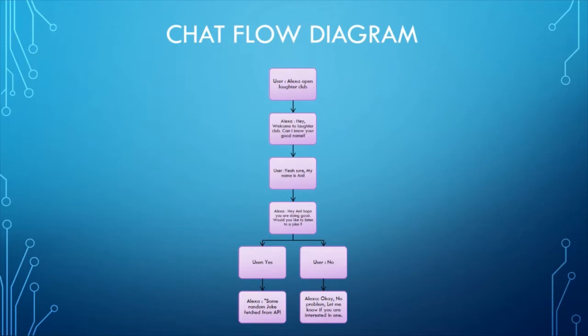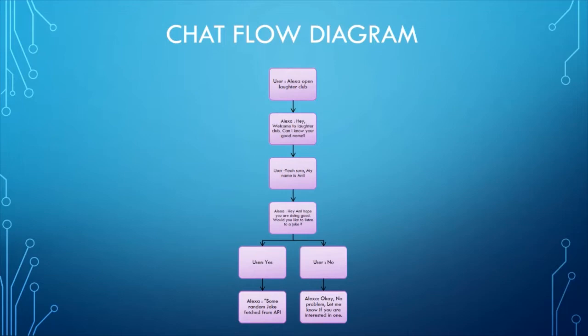For this question, the user might respond with yes or no. In case of yes, Alexa will fetch a joke from an API and provide it to the user. In case of no, Alexa will stop the chat by saying, "Okay, no problem. Let me know if you are interested in one."